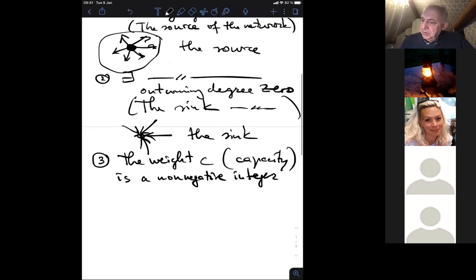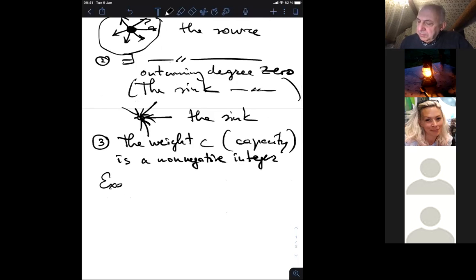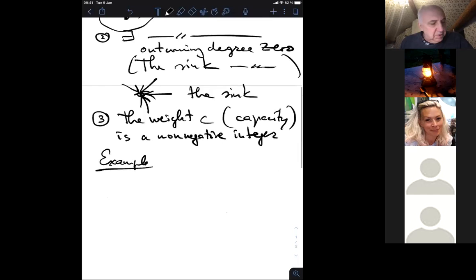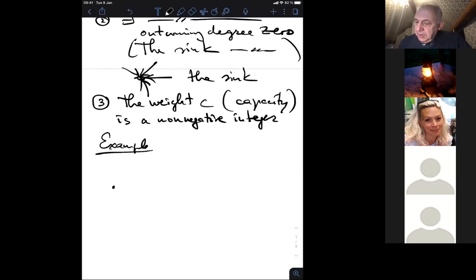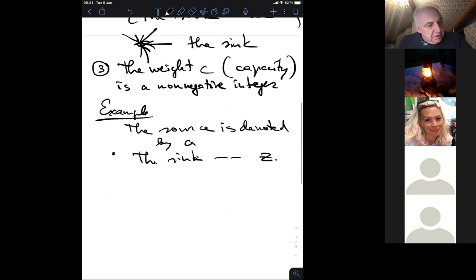So let me draw a simple example for you, and we'll use this example further. The source is denoted by A in my picture, and the sink would be Z. Okay, so here is my example. We have the following directed graph.